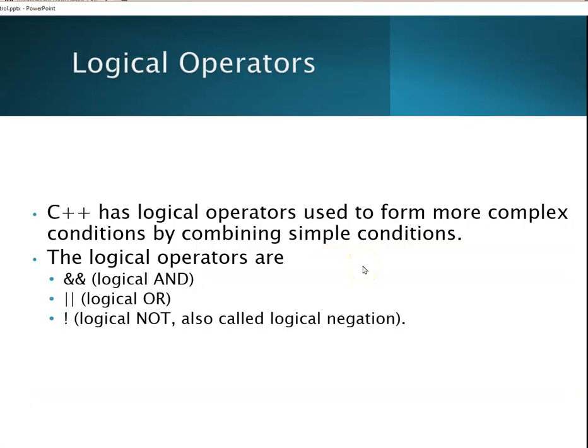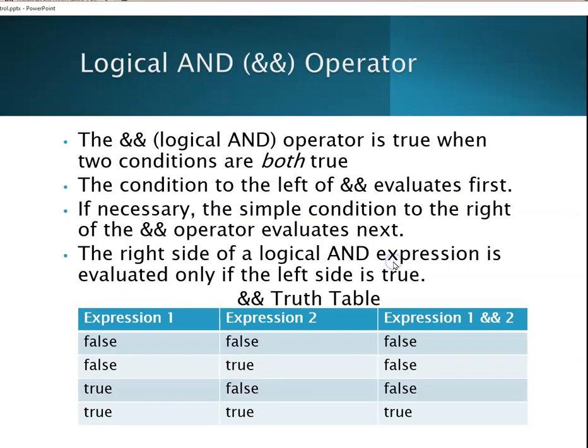Okay, now, when dealing with ifs and whiles, C++ has logical operators used to form more complex conditions by combining simple conditions. They are AND, which is two ampersands, OR, and NOT, also called logical negation. The AND operator is true when two conditions are both true. The condition to the left of the AND evaluates first, and if necessary, the simple condition to the right of the AND executes next. So this is actually what's called short circuit evaluation. It stops evaluating as soon as it knows whether it's true or false.